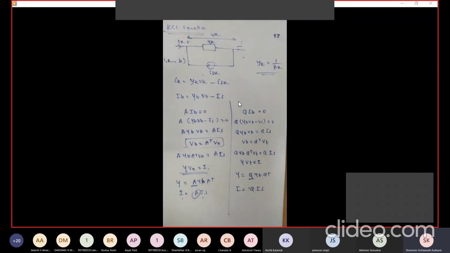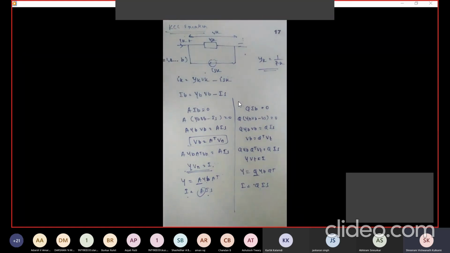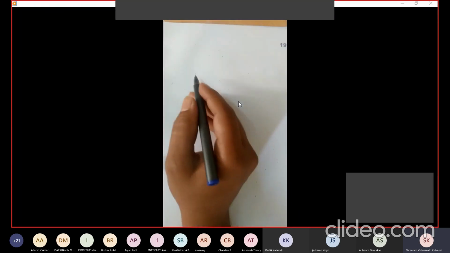Fine. Now what I am going to do, I am going to consider one voltage source in series with this admittance. I can replace this YK with ZK. Then I am going to write the KCL equation for that circuit. Okay, this is the circuit.